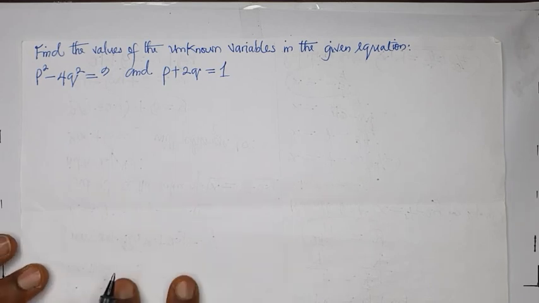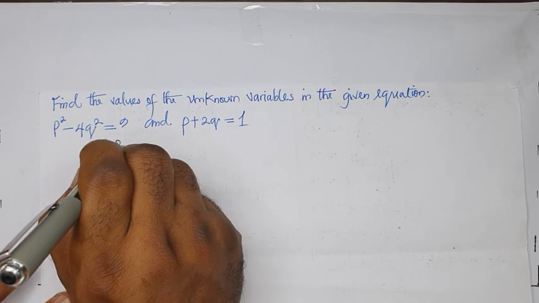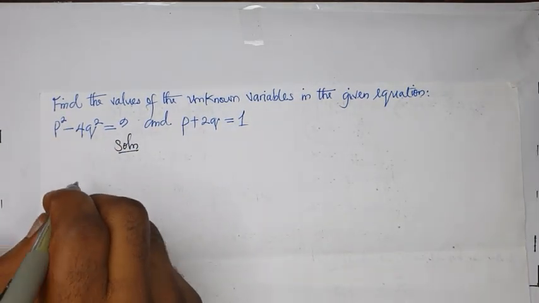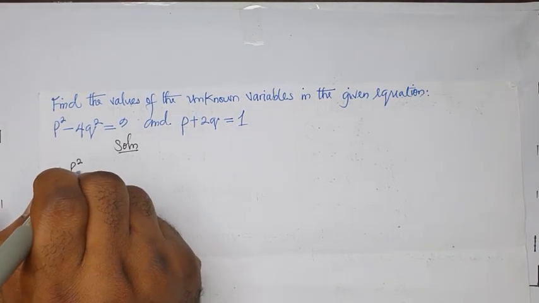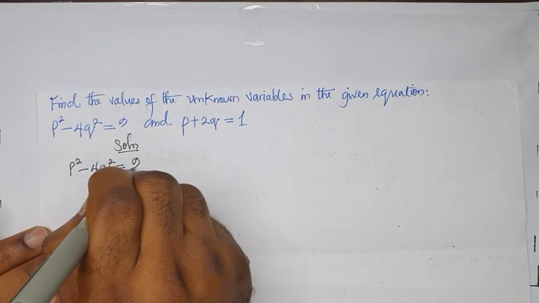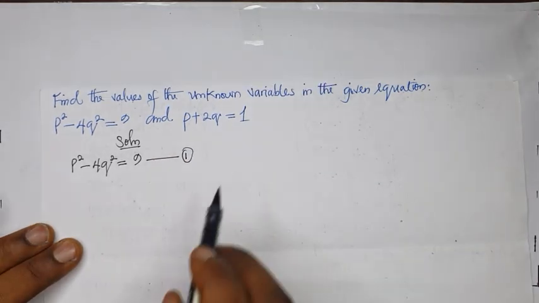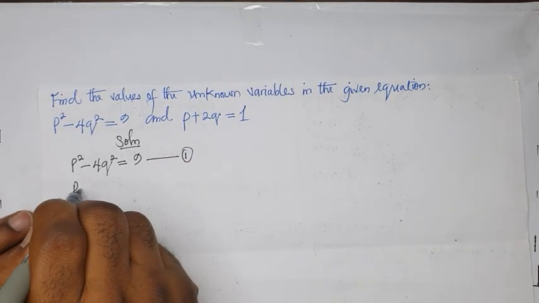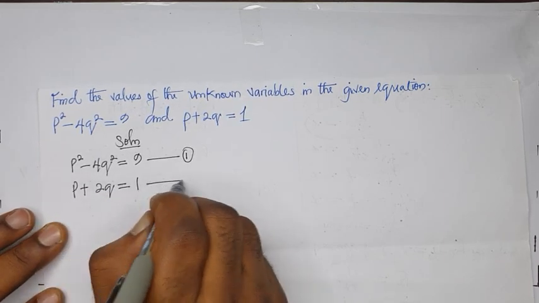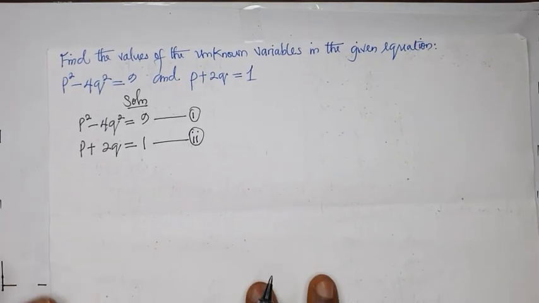Let's swing into action. To do this, first of all, let's rewrite the equations and put them where they belong. So first thing first, I have p squared minus 4q squared is equal to 9. This I am going to refer to as my equation 1. And the second one, which is p plus 2q is equal to 1. This is my second equation, which is equation II or equation 2.